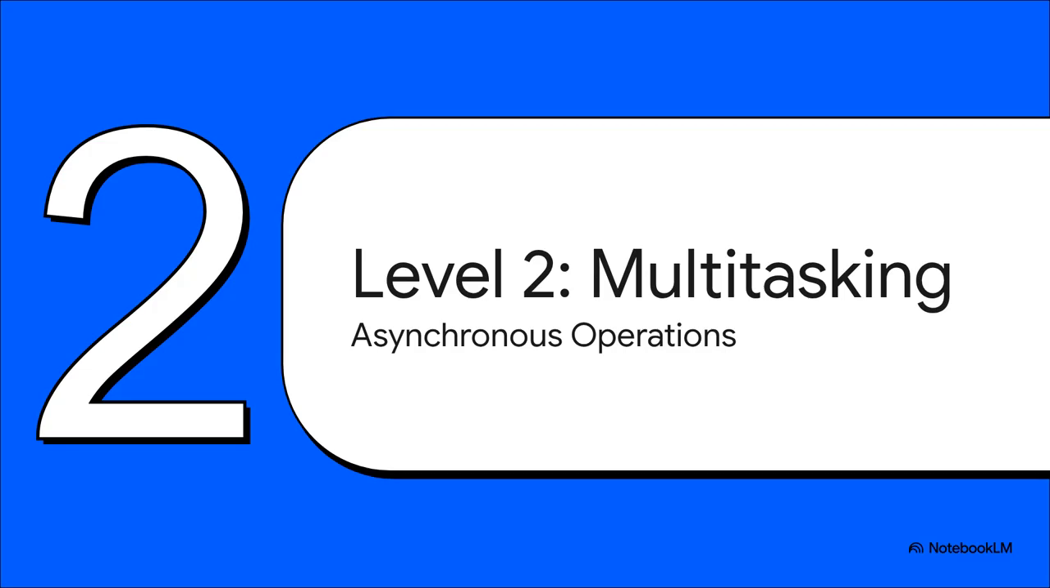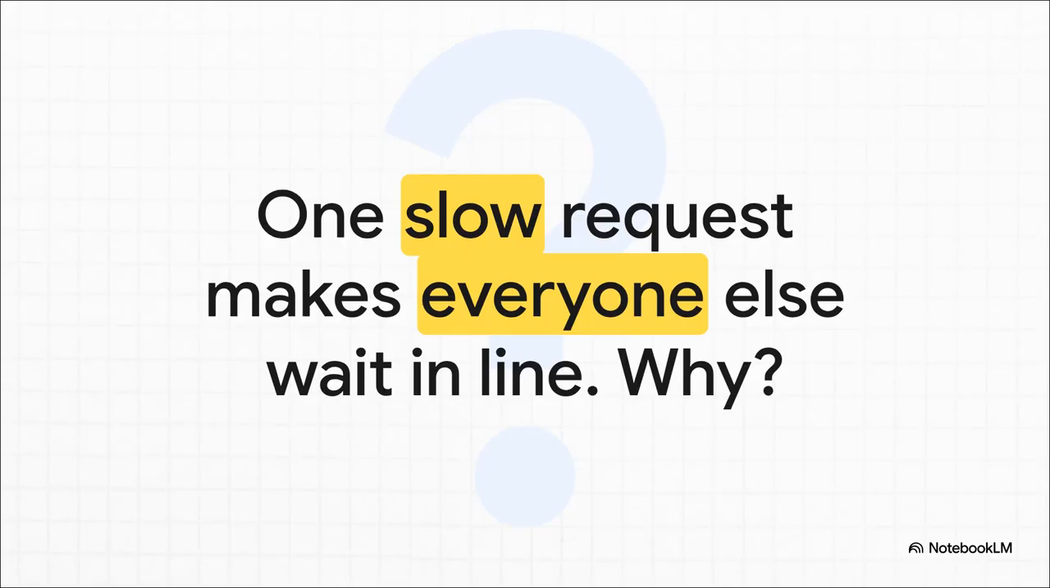All right, level 2. Our bot can remember stuff now. That's fantastic, but it's still kind of slow, a bit clunky. So next up, we are going to teach it the art of multitasking. So here's the new problem. Let's say one user asks the bot for a big, complicated report that takes maybe 10 seconds to generate.